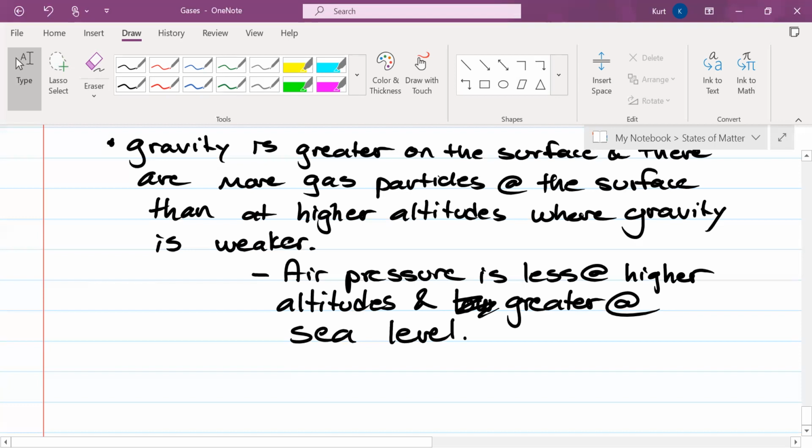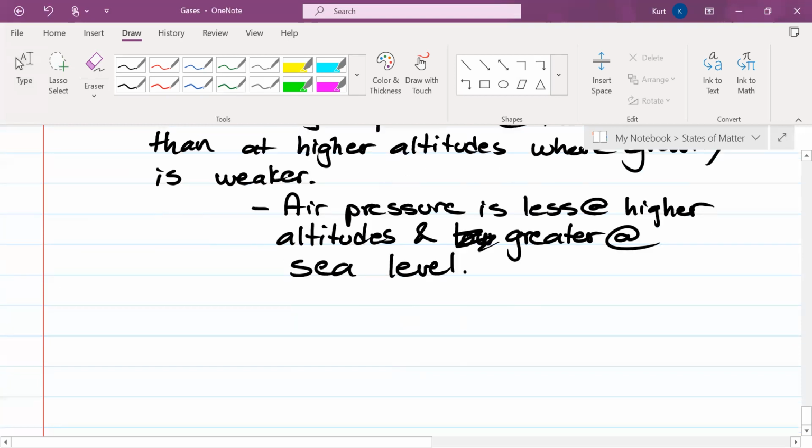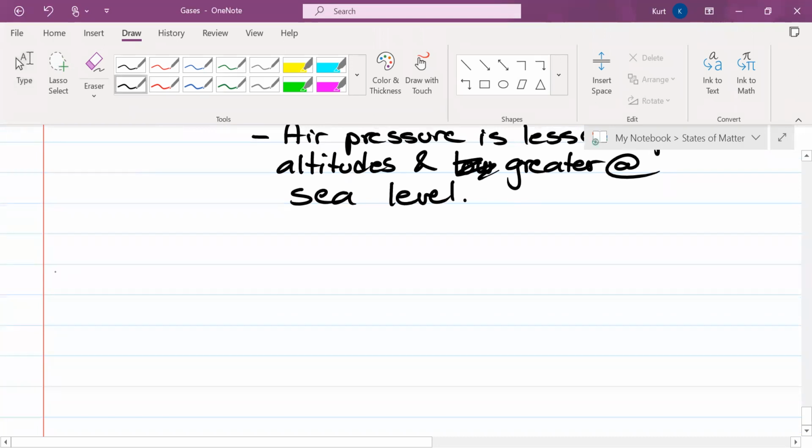All right. Now, let's talk about measuring air pressure. There's instruments that actually do this.